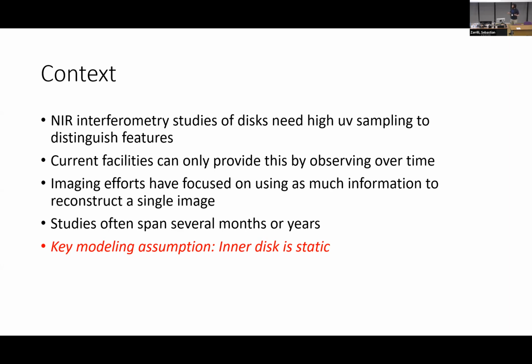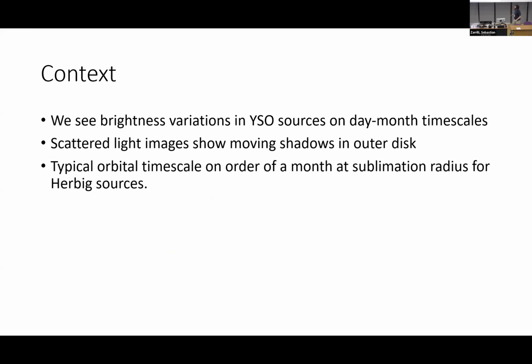And so the key assumption when you're looking for structure in the disk is that the inner disk is static, because if it's changing underneath, then you can't make out the individual features. However, we see that for many young stellar object sources, there are brightness fluctuations on the orders of days, weeks, and months. And we see in scattered light images of the large-scale structure of the disk, shadows that sometimes move over the course of time, indicating that there is something in the inner disk that is changing temporally.